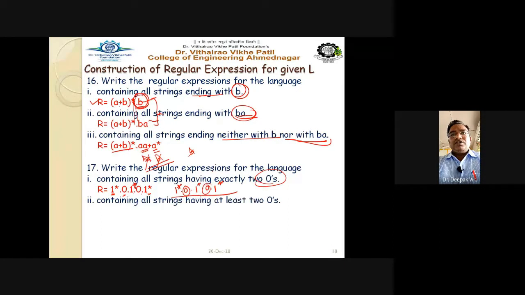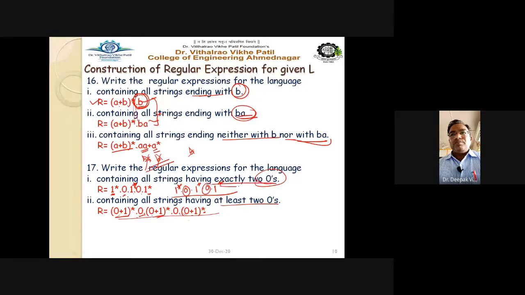Then containing all strings having at least 2 zeros. At least 2 zeros means minimum 2, or more than 2 are also possible. So you can have 0 plus 1, meaning either 0 or 1, bracket raised to star dot 0 dot (0 plus 1) raised to star dot 0 dot (0 plus 1) raised to star. Any combination of 0 and 1 is possible. So here the number of zeros can be more than 2: 3, 4, any number of zeros is possible.